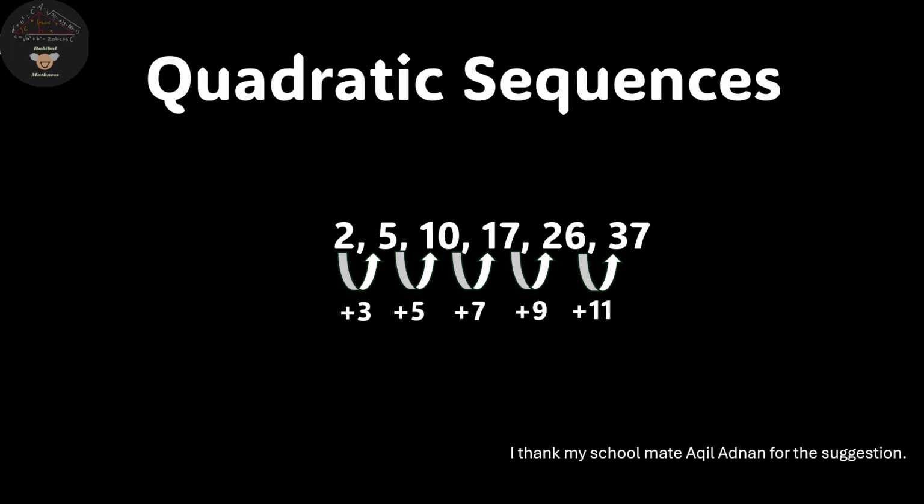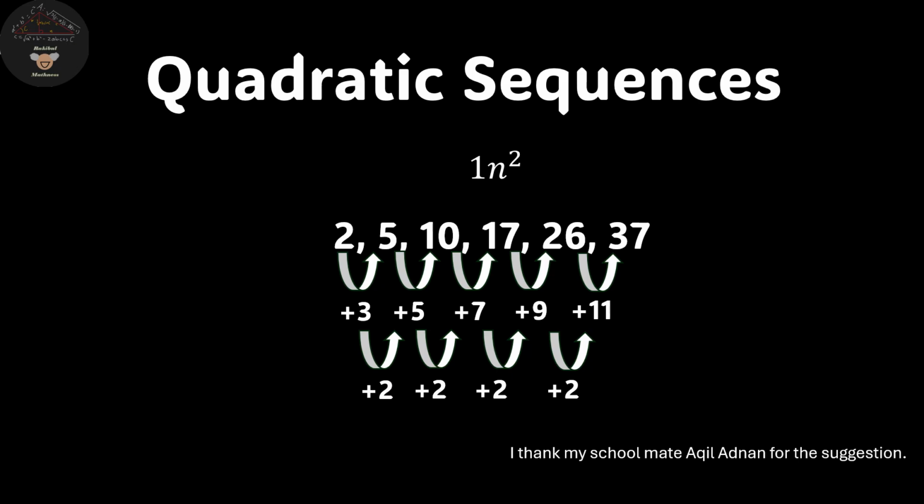But there's something else we notice. The differences also have something in common: you have to add 2. This is called the second difference. Now in quadratic sequences, you put half of the second difference, which is 2, half of that, which is 1, in front of the n squared. So we get 1n squared, which is just the same as n squared.